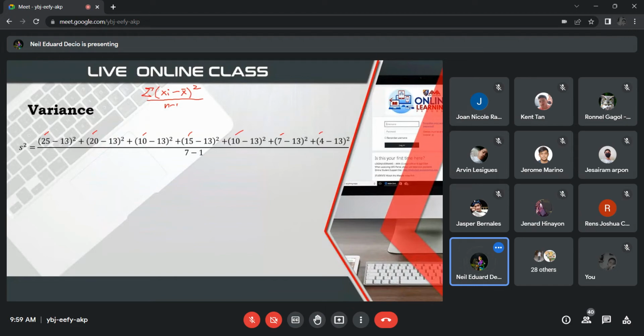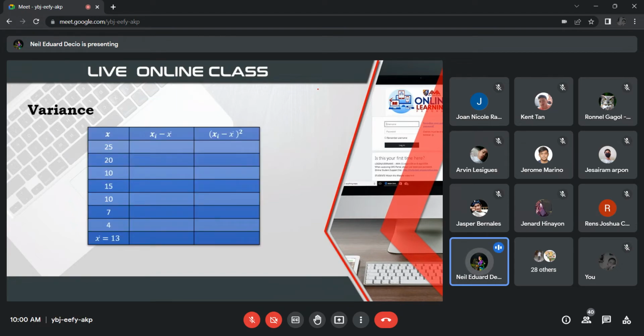Yan. So, yung table ko kanina is parang ganito lang din. Kayo lang, if you're going to use this or kung magti-table kayo, okay lang din. Okay, so this is, again, an example for ungrouped data.